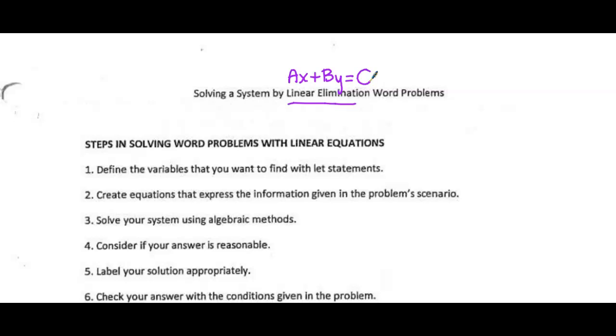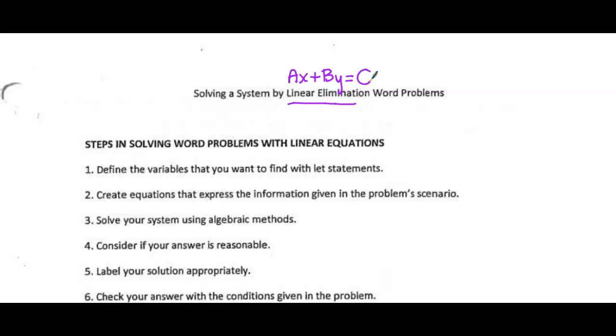Today, you're going to read a word problem. You're going to write a system after you've defined what variables represent. And instead of solving mathematically with elimination, I'm going to teach you how to use the graphing calculator to solve a system by elimination. So you're going to learn the properties of the graphing calculator to solve by elimination. But before we do that, let's go over some steps because these are now word problems.